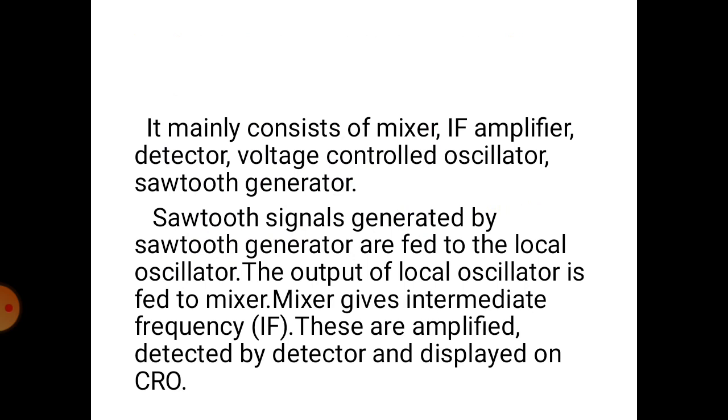It mainly consists of a mixer, then intermediate frequency amplifier, that is IF amplifier, and a detector, then voltage controlled oscillator, that is VCO, then sawtooth generator. The sawtooth signals generated by the sawtooth generator are fed to the local oscillator. The output of the local oscillator is fed to the mixer. The mixer gives intermediate frequency, that is IF. These are amplified, detected by the detector and displayed on CRO.